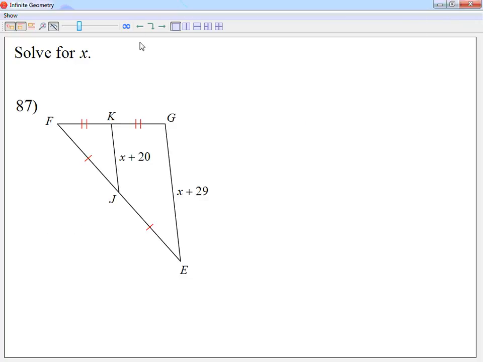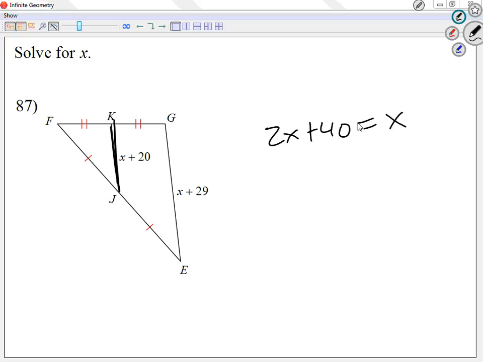Looking at 87, I'm going to have 2x plus 40. Notice how I multiplied everything by 2 on the little one. 2x plus 40 is equal to x plus 29. And then solve for x.